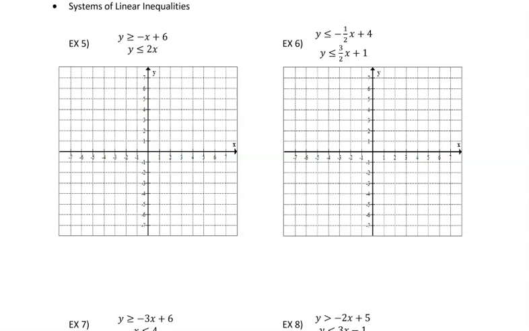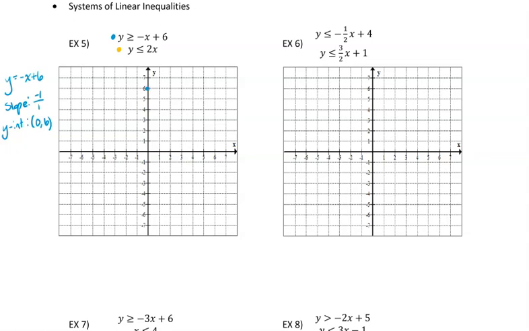So for example 5, we have y is greater than or equal to negative x plus 6, and y is less than or equal to 2x. Just to make it a little easier, I'm going to go ahead and color code these. I'm going to graph the top one blue and the bottom one yellow. So let's start off with y equals negative x plus 6. Our slope is going to be negative 1 over 1, and our y-intercept is going to be 0, 6.